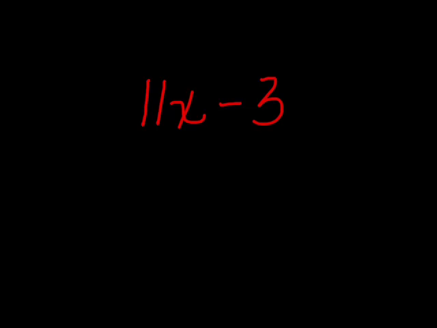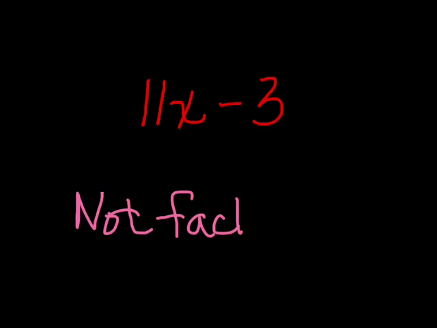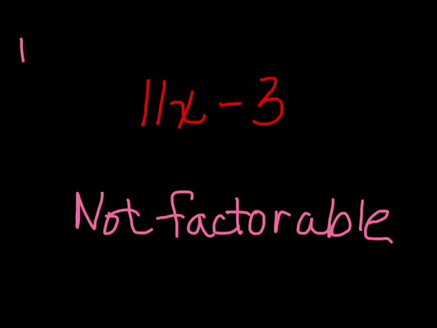Okay, in this example, 11x minus 3, I cannot find any factors that 11x and 3 have in common. So therefore, this one is not factorable. The only factor 11x and 3 have in common is 1. And since 1 won't do us any good, we just end up with 11x and 3 again, so this one is considered not factorable.